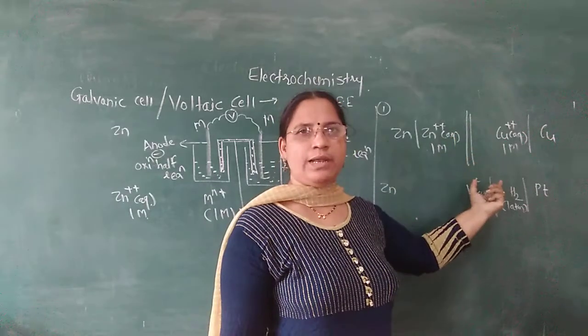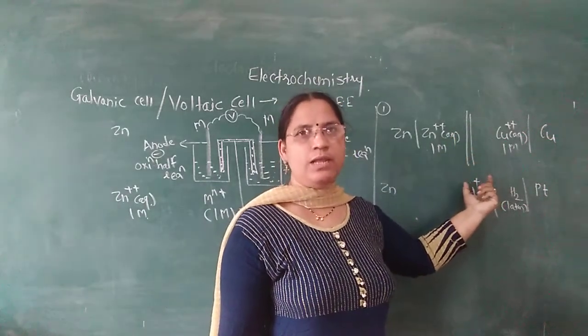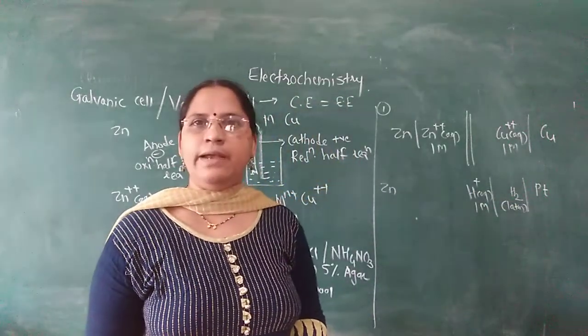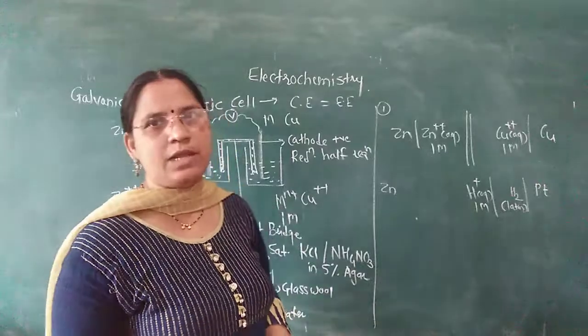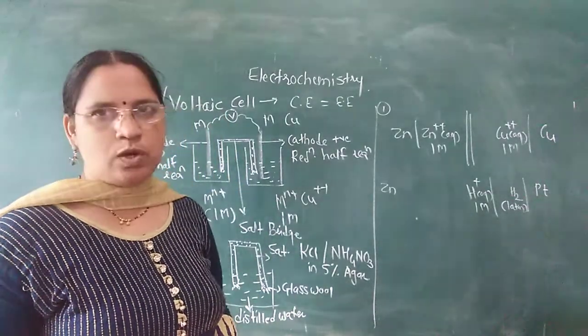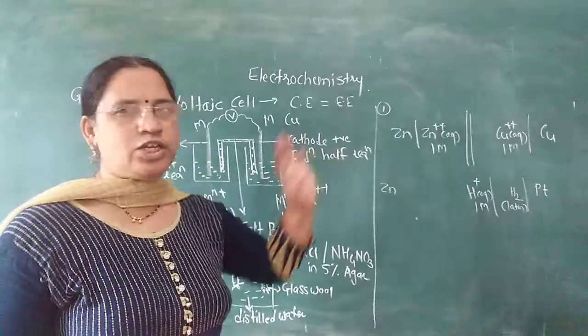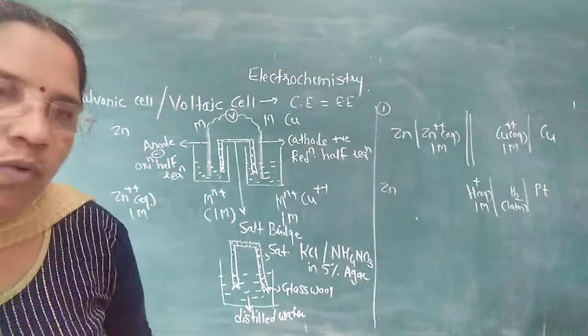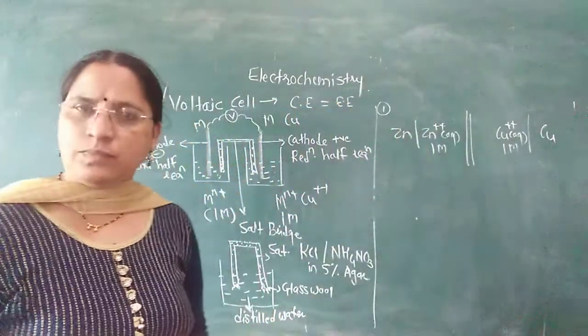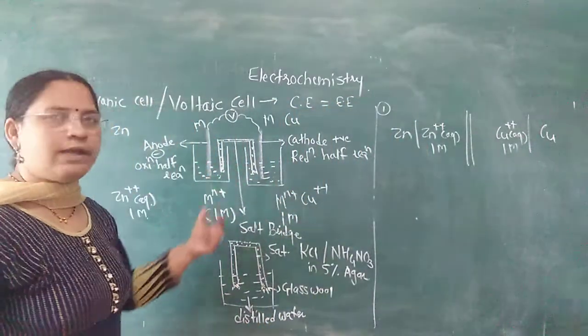Then a double vertical line is drawn in between the two half cells. This double vertical line in the galvanic cell represents the indirect contact between the two half cells, or it indicates the contact between two half cells by a salt bridge. So this is the short notation for the galvanic cell. Now continue with this one only. We have to write the cell reaction. How to write the cell reaction for the galvanic cell?